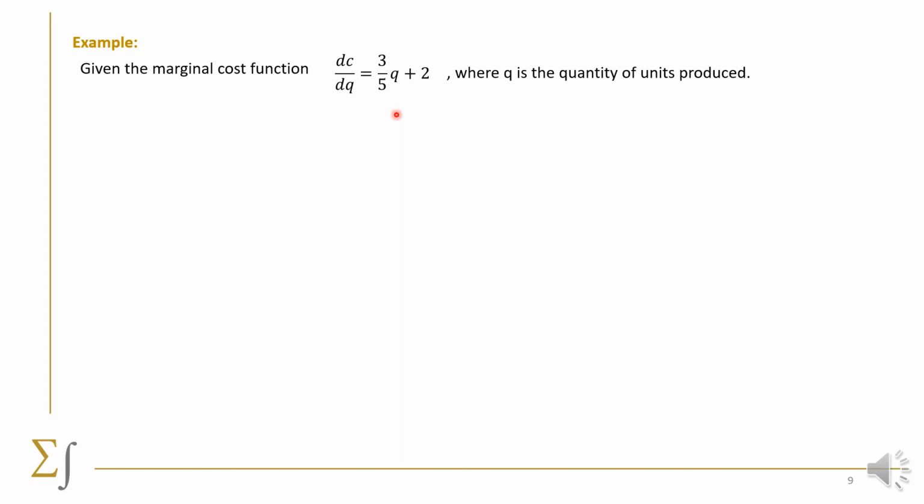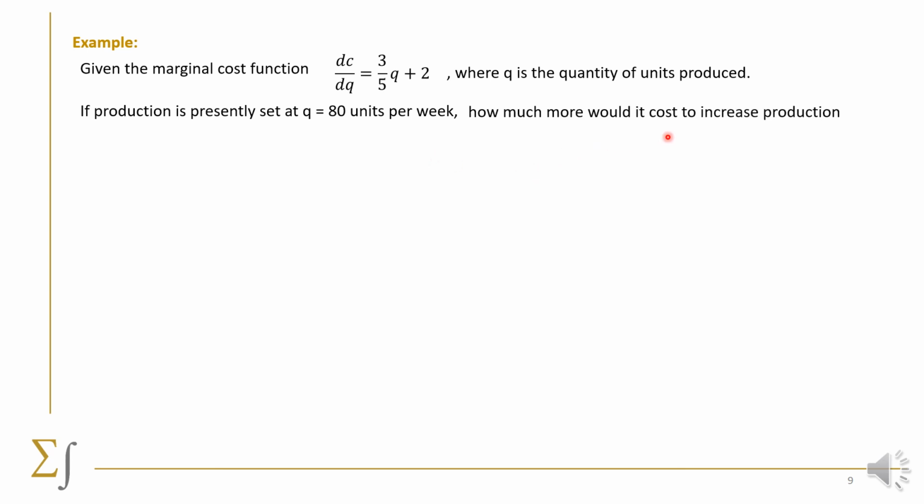Finally, we come to our last example in this presentation, where we are going to solve a word problem. We have the marginal cost function given in the form dc by dq is equal to 3 over 5q plus 2, where q is the quantity of units produced, as we know. And we are given that the production is initially set at 80 units per week, and we are asked to find how much more it will cost to increase production to 100 units per week.